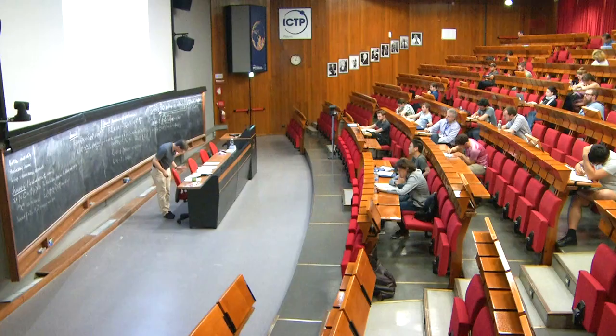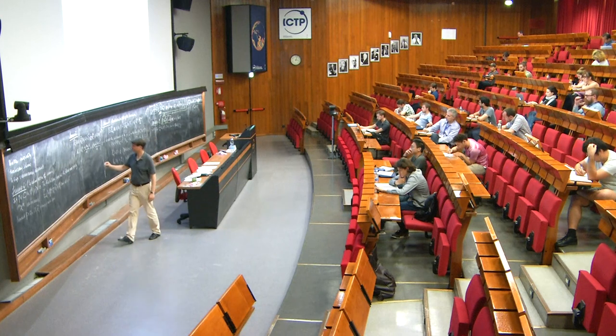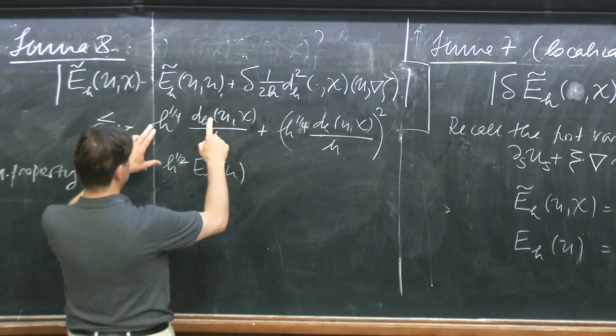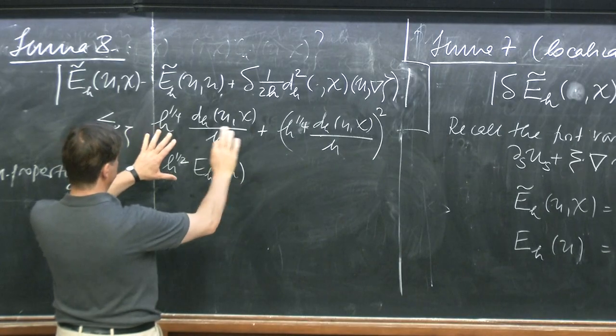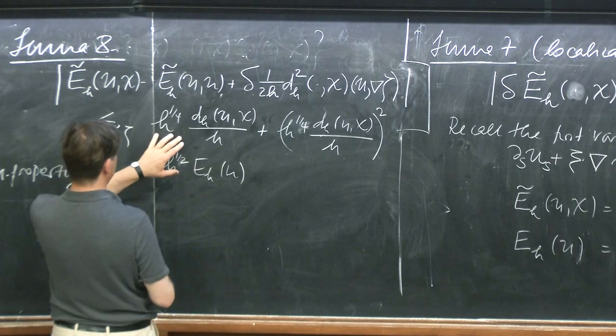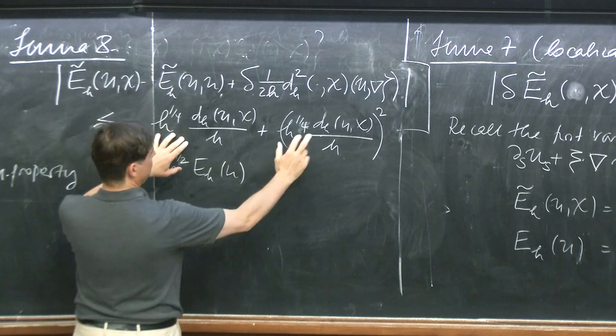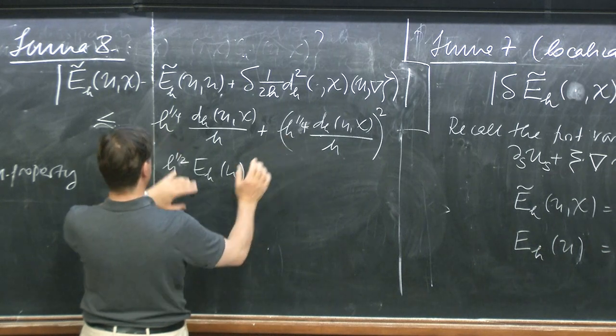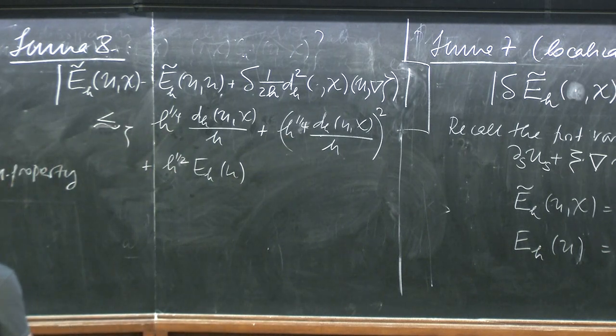No, h to the one half. Okay, plus h to the one half times E_h of u. So again, all these terms here will be higher order in the end. This will be of order h to the one quarter. This also will be, well, this should be of order h to the one half, and this is of order h to the one half. So these error terms vanish in the limit.